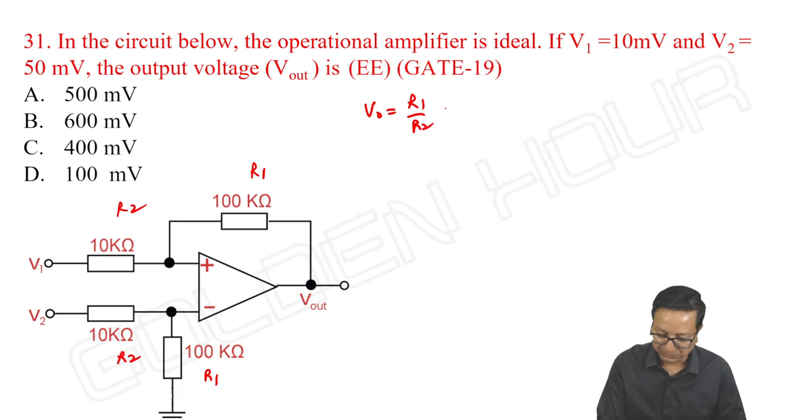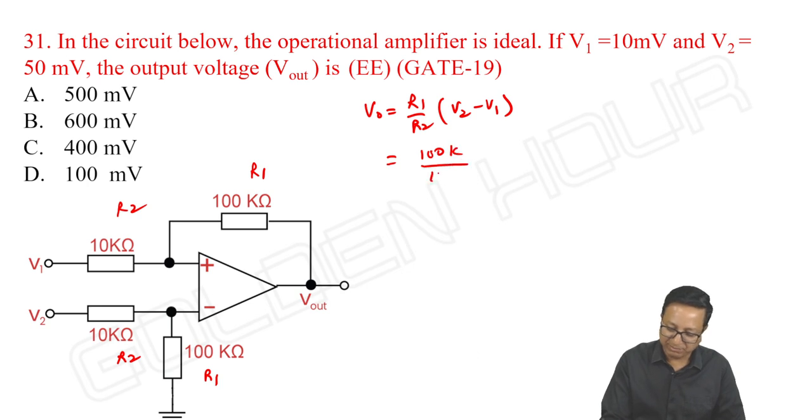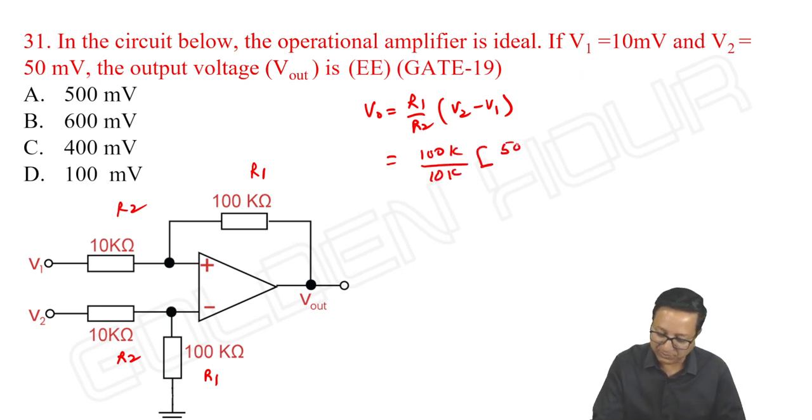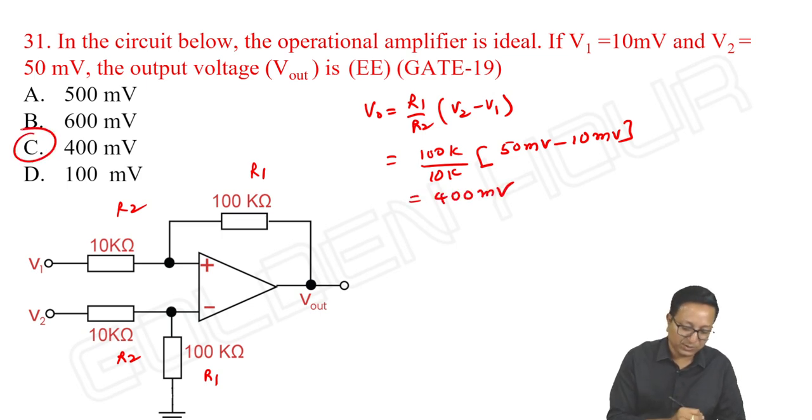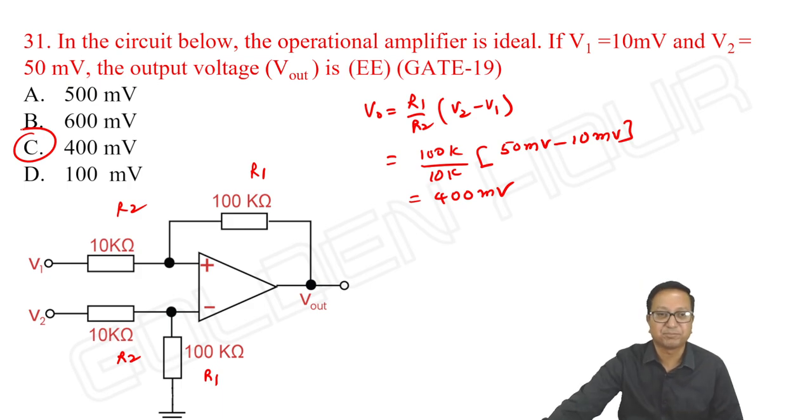R1 by R2 into, in this example, V2 minus V1. 100k by 10k into V2 minus V1: 50 millivolts minus 10 millivolts, 40 millivolts, into 10, 400 millivolts. Option C is correct. 0.4 volts is the answer.